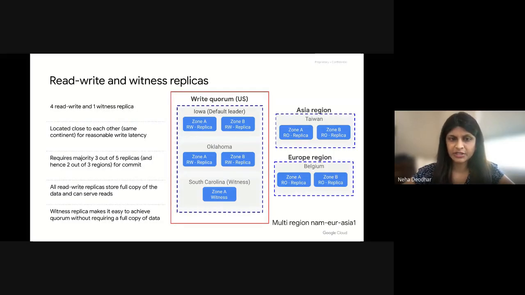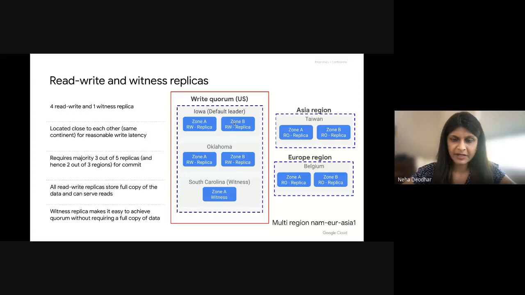Now, drilling into the details of the read, write, and witness replicas a little more. Like I mentioned before, Cloud Spanner replication is synchronous, and because you want to wait for an acknowledgement from a majority of the replicas involved in the write quorum, you want to ensure that these regions, the 3 regions that you select as your read-write regions, are relatively close to each other. So at least in the same continent, or let's say within 1,000 miles of each other, or so on.